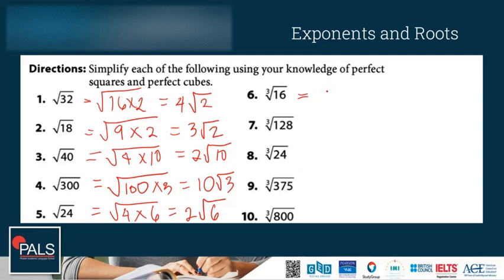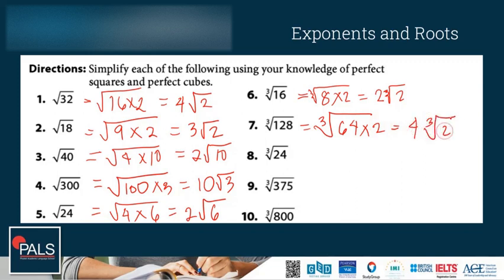Cube root of 16 is not a perfect cube, but we can factor it out. So cube root of 8 times 2. So we have cube root of 8 is 2, cube root of 2. Then number 7, 128 is cube root of 64 times 2. Cube root of 64 is 4, cube root of 2. Number 8, cube root of 24 is cube root of 8 times 3. Cube root of 8 is 2, cube root of 3.